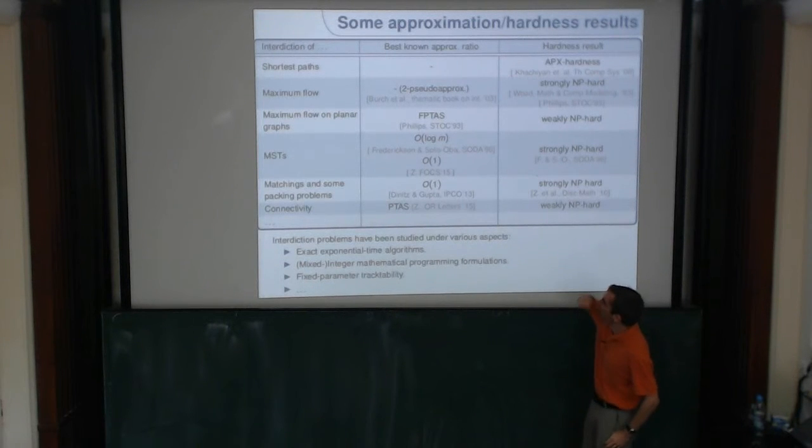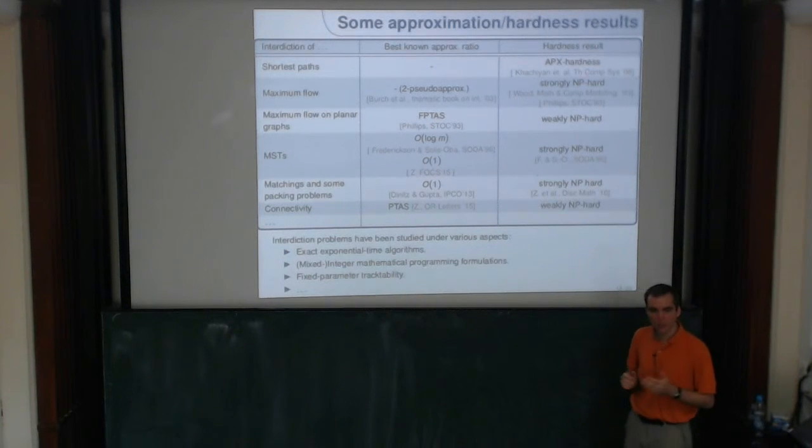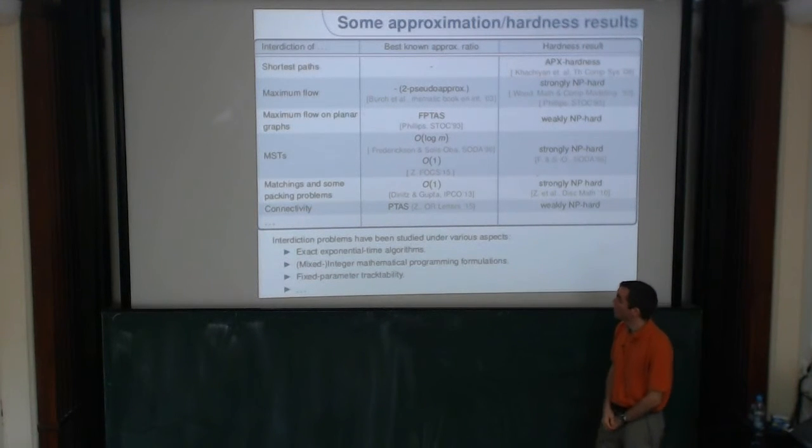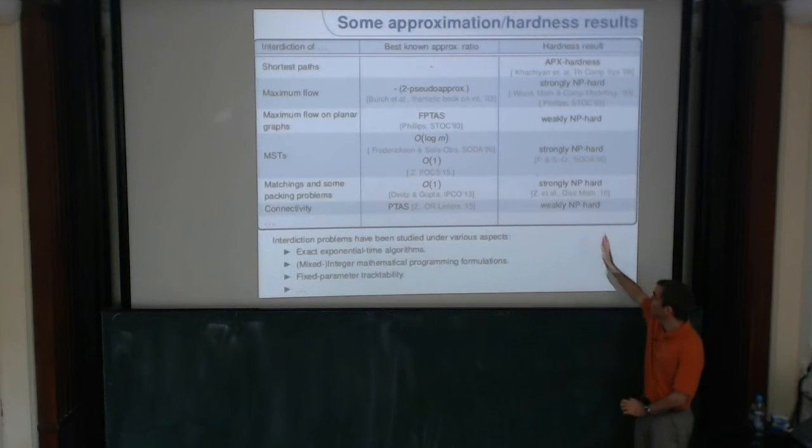For minimum spanning trees, the previously best algorithm was a log n approximation. And as I told you, I want to talk a little bit about a very recent result of mine, a constant factor approximation, in the second part of this talk. And then for matchings, there's a recent result by Anupam and Mike Dinitz, a constant factor approximation. It's actually based on results by Jochen and co-authors. There also is still a large gap because only strong NP-hardness is known. And for connectivity, there's a PTAS.